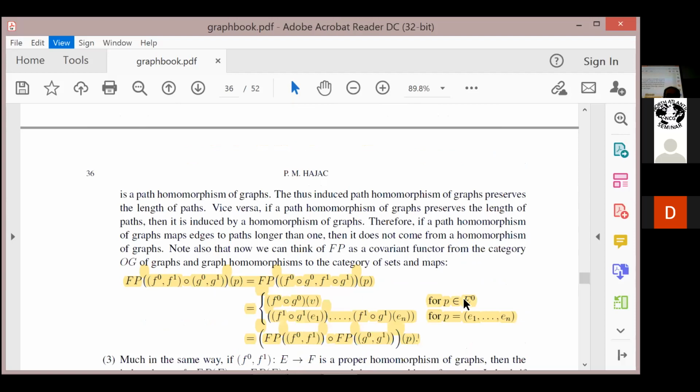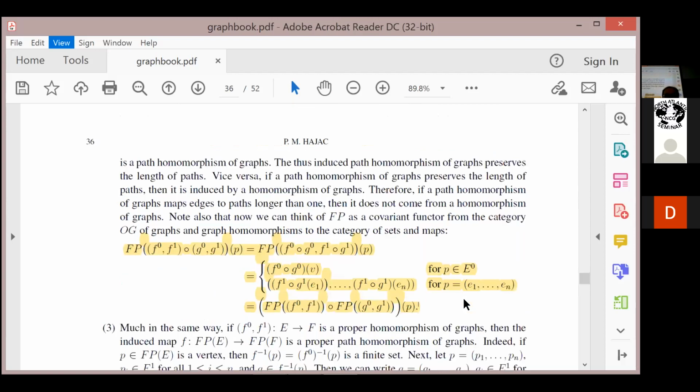And here I have to say separately what happens when P is a vertex and what happens when P is a positive length path. So when P is a vertex, this is just F0 composed with G0. When P is a positive length path, I apply F1 composed with G1. I see that there is one parenthesis missing. Yeah, so you see here there should be a parenthesis. I will correct it later on.